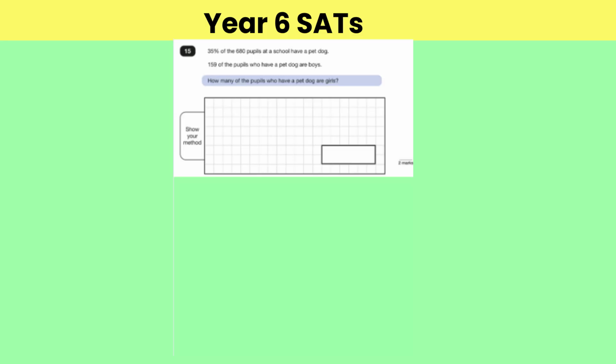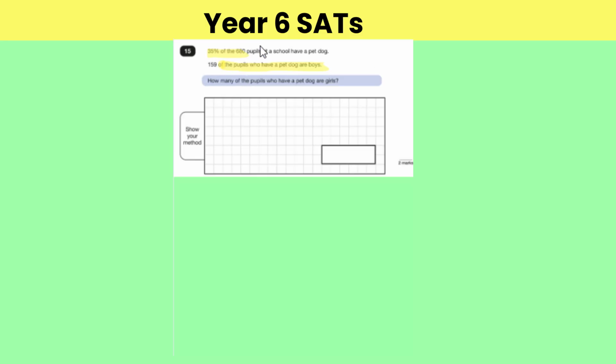Question 15. 35% of the 680 pupils at a school have a pet dog. 159 of the pupils who have a pet dog are boys. How many of the pupils who have a pet dog are girls? So it's very important you pay attention to this question. We're told 159 of the pupils who have a pet dog. So we don't know how many pupils have a pet dog, so we need to calculate that bit first. And it's 35% of the 680 pupils have a pet dog.